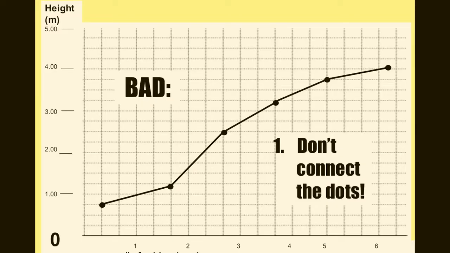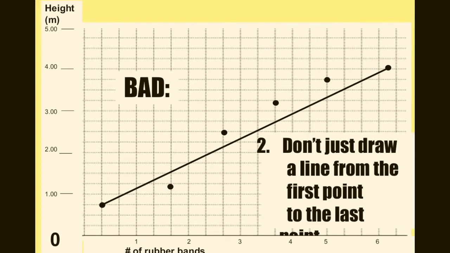First, we have a bad example of what not to do in some graphs. When you're drawing best fit lines, you do not want to connect the dots. Another bad example is don't just draw a line from the first point to the last point. So this is the student's first data point, and this is their last data point, and they've simply taken those two and connected them in one straight linear line.